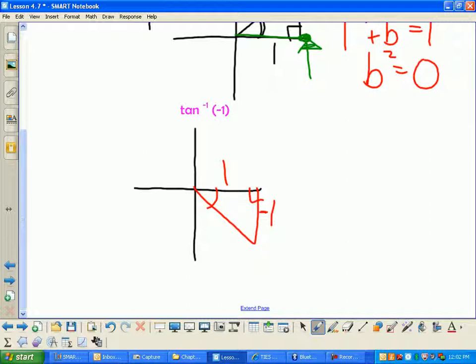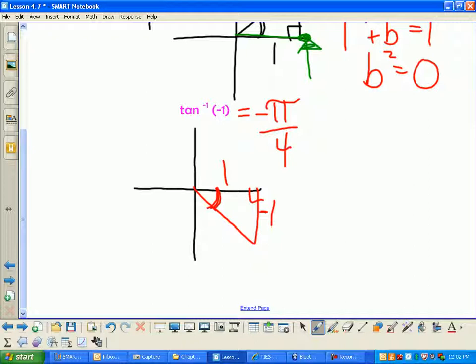And then you ask, do you recognize the triangle? Yes? How do you recognize it? The legs are the same. If the legs are the same, it's got to be a 45, 45, 90. So therefore, this angle here is 45 degrees. So the answer to this is negative pi over 4.